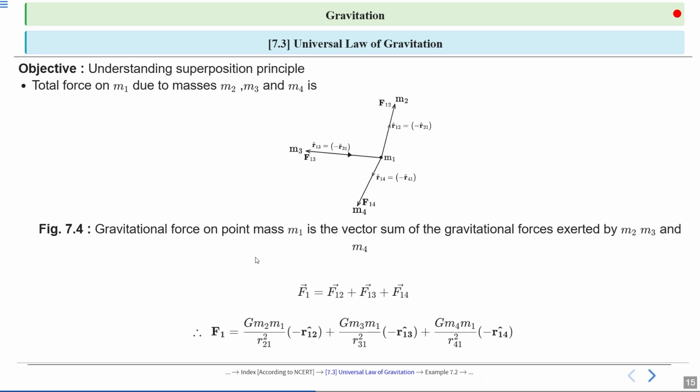So finally, we can say each component of the force is calculated using Newton's law of gravitation. For example, the force between m1 and m2 is given by G m2 m1 divided by r21 square into minus r12 cap, where G is the gravitational constant and r21 is the distance between the masses, and minus r12 cap indicates the direction of the force. So this equation shows how each mass contributes to the total force on m1, reinforcing the superposition principle.